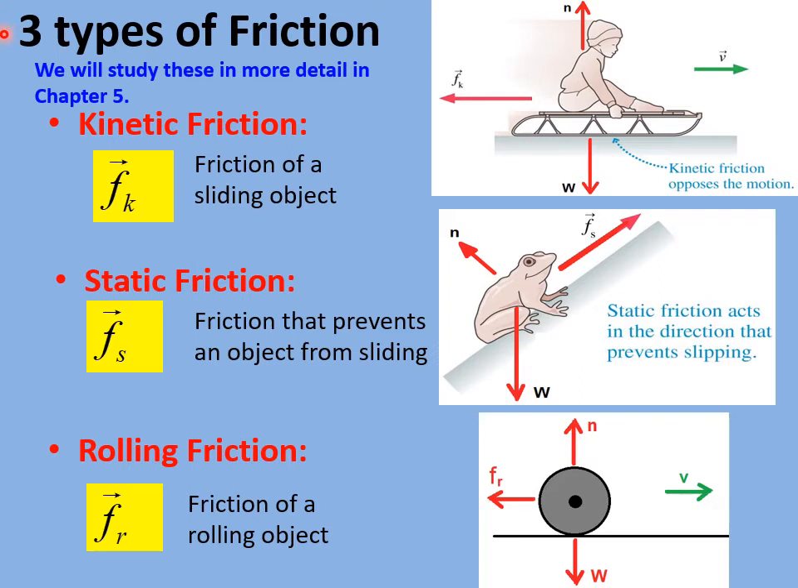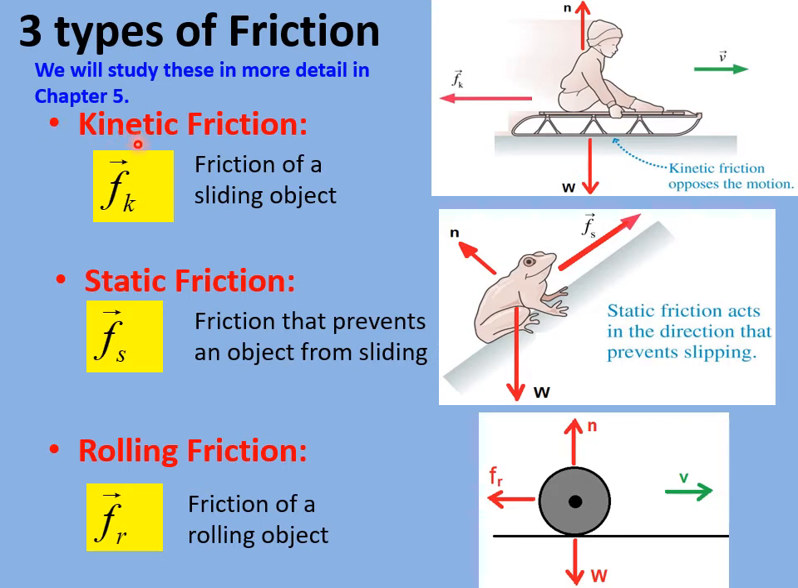There are 3 different types of friction that we're going to learn about in this course, and we're going to study these in more detail in the next chapter, in chapter 5, when we look at dynamics and motion in more detail than we do in this chapter. But for now, we can just introduce these. The type of friction that we just saw in the last couple of slides is called kinetic friction.